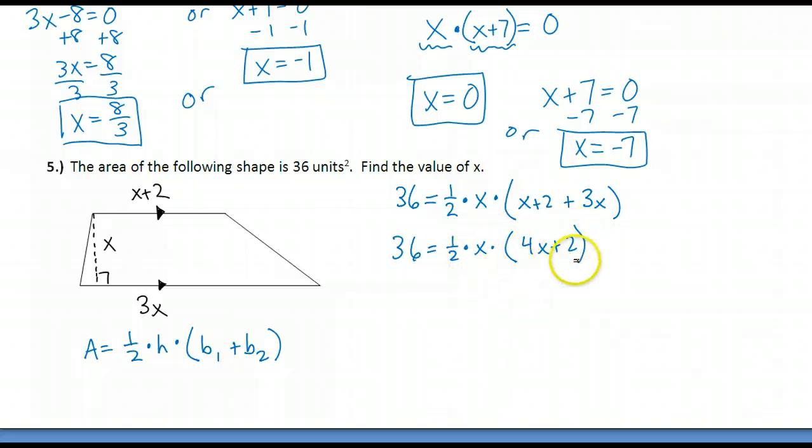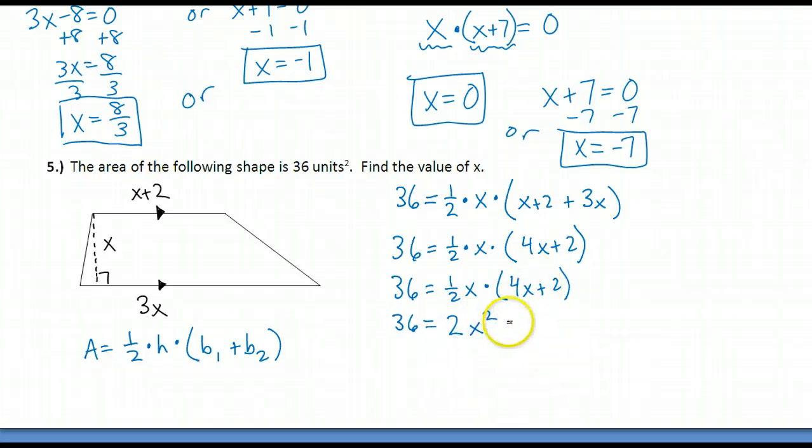Now, to get rid of these parentheses, I need to distribute. And I need to distribute this whole monomial. This is really 36 equals 1/2 x times 4x plus 2. So I need to distribute this 1/2 x back into the parentheses before I can solve. 1/2 x times 4x is 2x squared, plus 1/2 x times 2 is x.